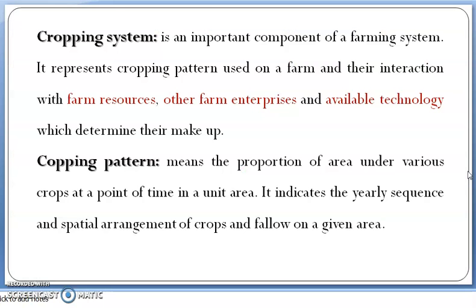So what is cropping system? It is an important component of a farming system. It represents the cropping pattern used on a farm and their interaction with the farm resources, other farm enterprises and available technology which determine their makeup. This is cropping system. And cropping pattern means the proportion of area under various crops at a point of time in a unit area. It indicates the yearly sequence and spatial arrangement of crops and fallow on a given area. It is cropping pattern.